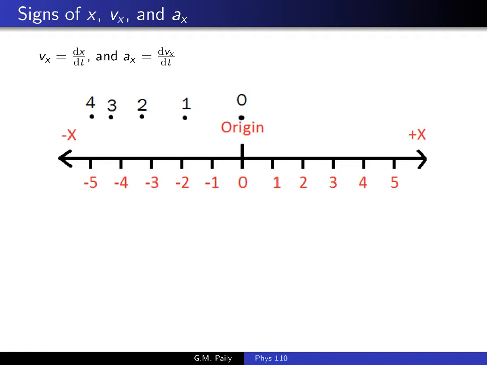What about in this case? Once again, the positions are mostly negative. What about the velocity? The velocity arrows now point to the left, that is, they point in the negative x direction. So the velocity is negative. And the acceleration? Well, what is happening to the velocity as time passes? Are the arrows getting more negative?